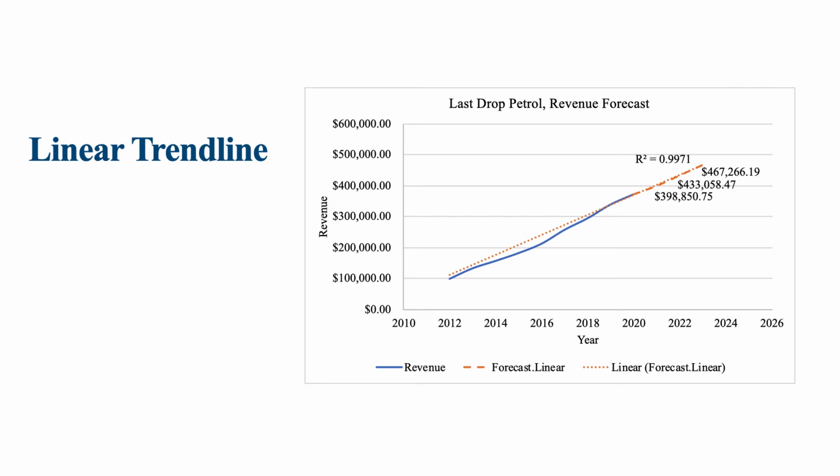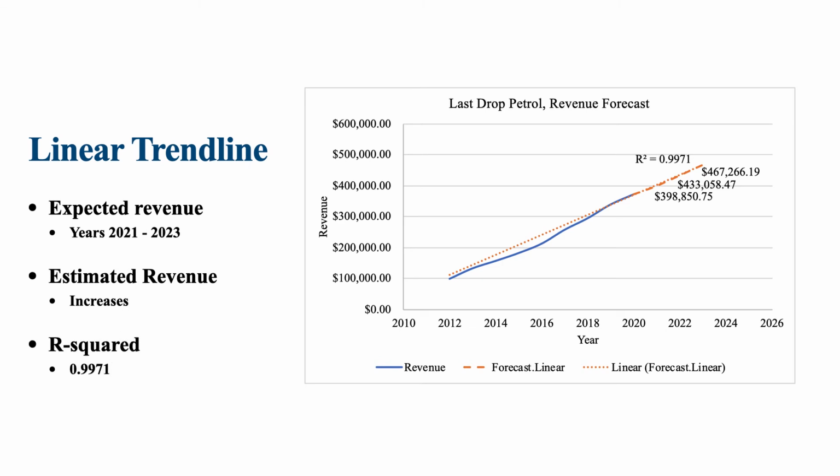As you can see on our Last Drop petrol revenue forecast graph displayed here, you should expect revenues to grow from 2021 through 2023. In other words, your petrol revenue is predicted to rise $27,184.67 from 2020 through 2021, $34,207.72 from 2021 through 2022, and $34,207.72 in the year 2023, respectively.